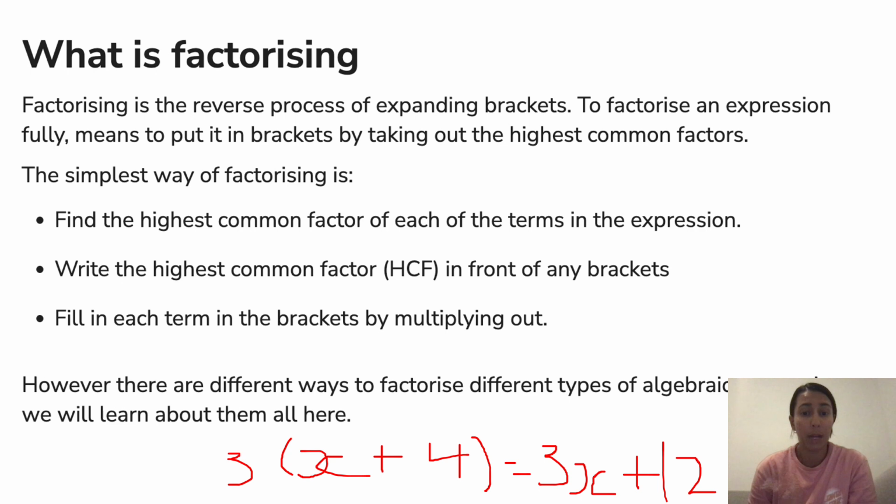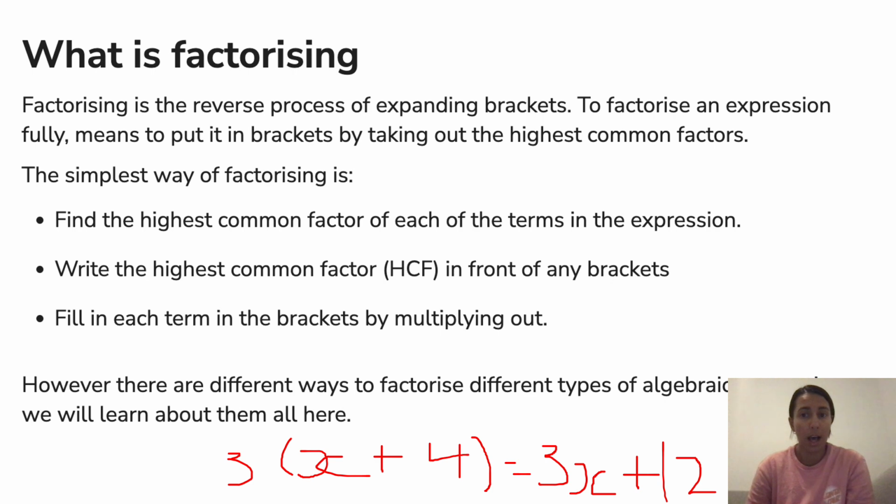And then we went on to do harder questions like that, so we might have had ones that had double brackets, and we were using FOIL and the perfect square rule and difference of two squares. That was expanding. Now what we want to be able to do is I want to be able to give you an expression like this, and we want to put it back into the bracket forms. And the first way that we're going to do that is by using highest common factors.